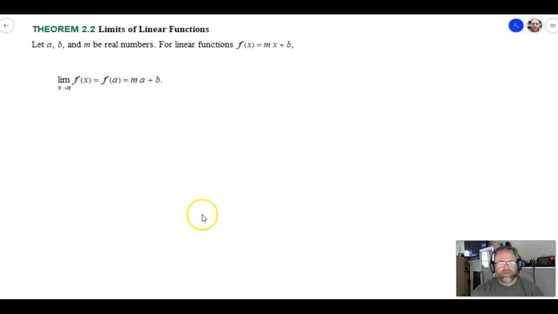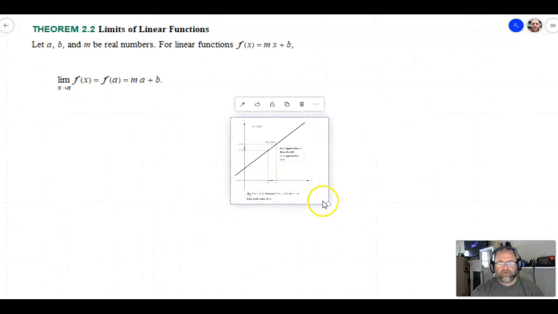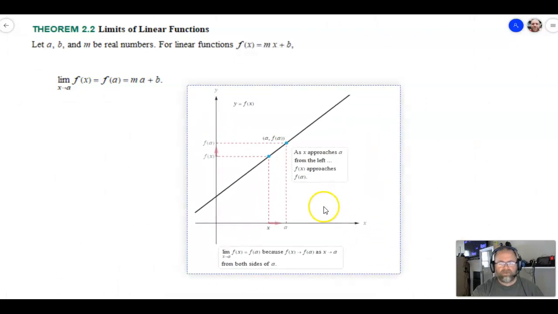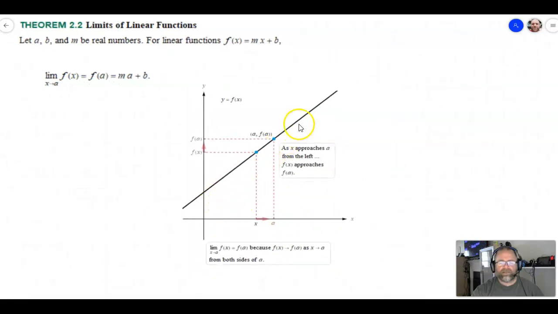Well, it means if we have some kind of linear function, remember a linear function is going to be a straight line here. The nice thing about linear functions is that they are continuous, and that means that the limit from the left and the limit from the right for every point a on this linear function is going to be equal to the function defined at that value, and the one-sided limits there as well.